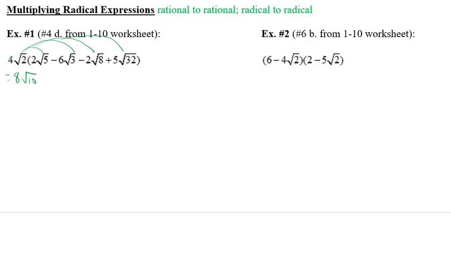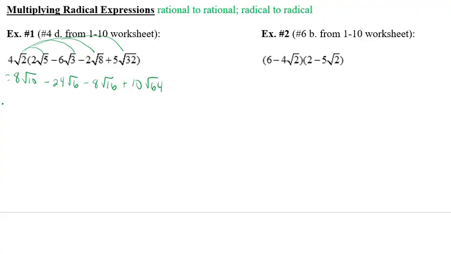Then we do the same to the next one. So 4 times 6 gives us 24. Watch your signs. 2 times 3 gives us 6. 4 times 2, 2 times 8. 4 times 5, 2 times 32.